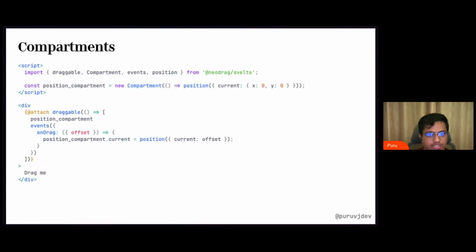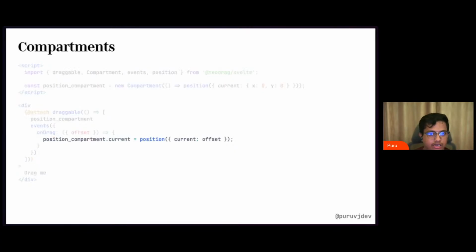In the code, as you can see, the position is passed as a function to the compartment, and later it is updated to a new position plugin instance. Neodrag will take care of the rest and update the draggable with the new plugin instance.